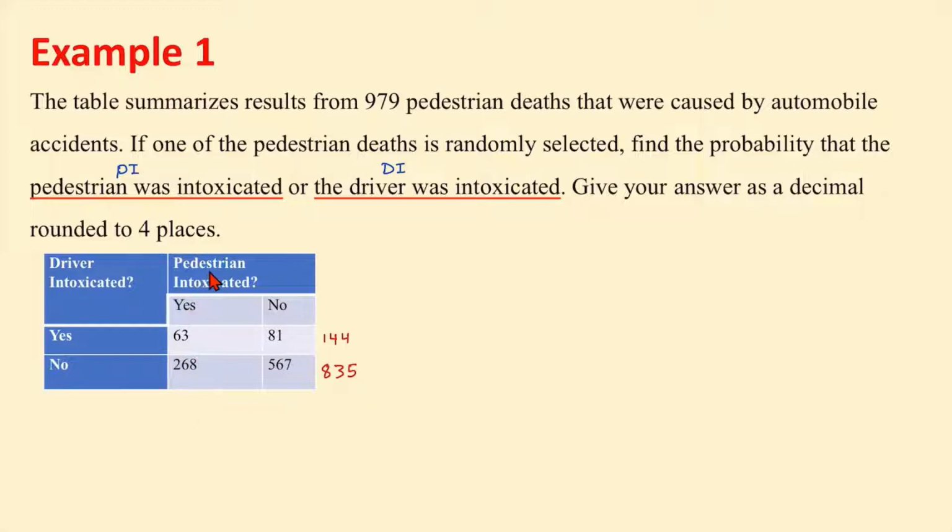Now, if we look the other way around, the number of accidents where the pedestrian was intoxicated, we have 63 plus 268. That will be 331. So there were 331 accidents where the pedestrian was intoxicated. And here we have 81 and 567. If we add, that is 648. So there were 648 accidents where pedestrians were not intoxicated. Now let's go to the question. We are asked to find the probability that the pedestrian was intoxicated or the driver was intoxicated.